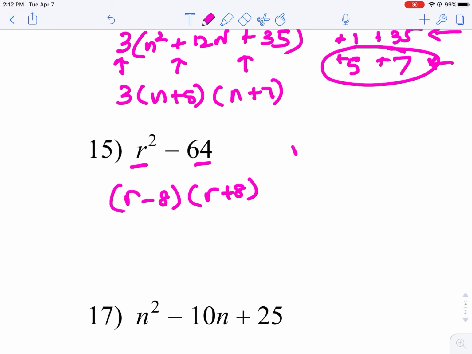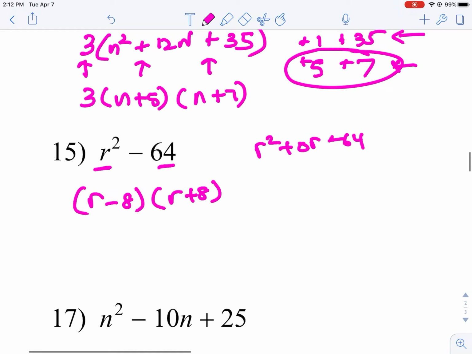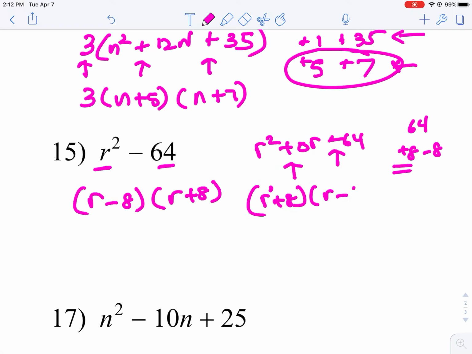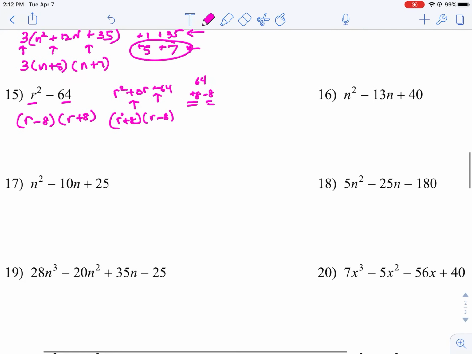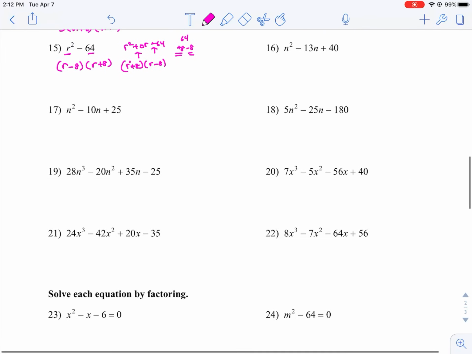The reason why that happens is we can put r squared plus a 0r term minus 64. And again, you list your factors of 64, and we know that they're different signs, and when added together give you 0. That's a positive 8 and a negative 8. Okay? So really, I have r plus the 8 from here and r minus the 8 from here. And that was a special case we went over.